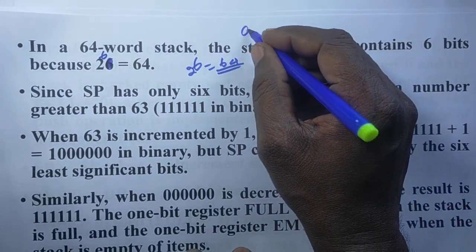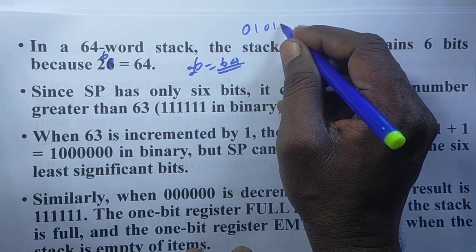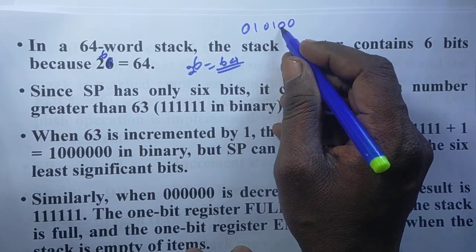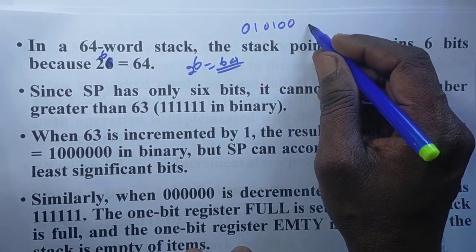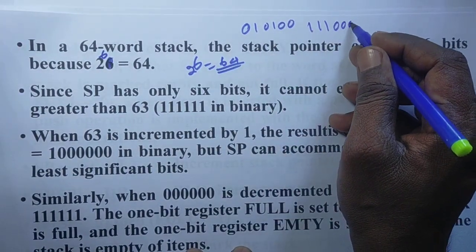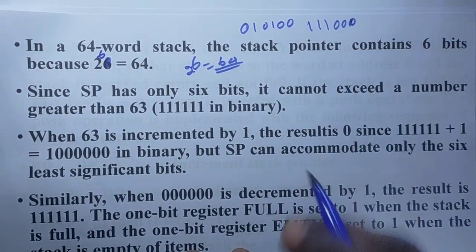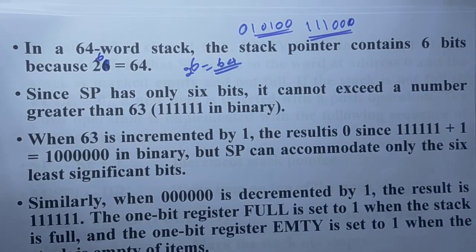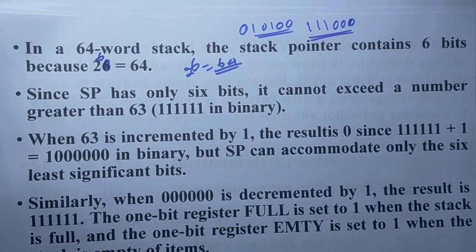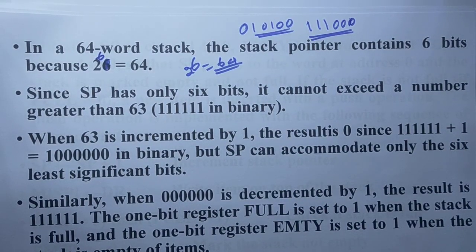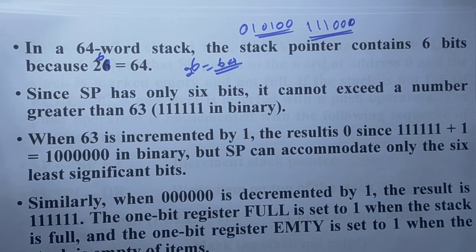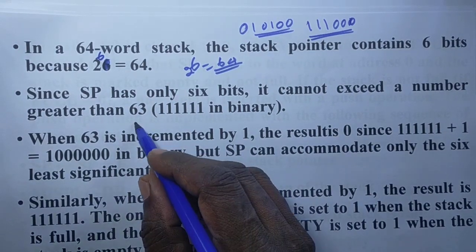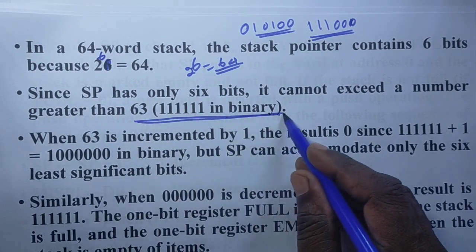Like for example 010001, or 111000. Any data is a binary digit, but it contains 6 bits. Okay, 6 bits we will consider. Since SP has only 6 bits, it cannot exceed a number greater than 63, because we have already discussed.